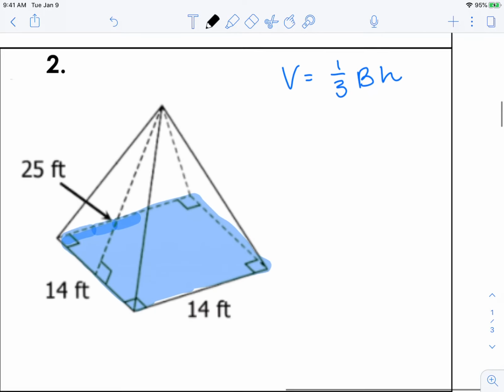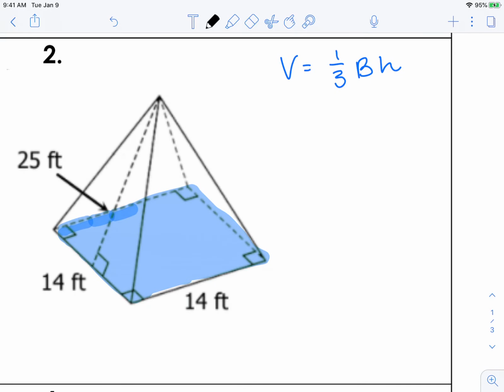Okay, number two, so again, same kind of thing. So let's find our area of the base. This one is a square, so I just do 14 times 14, and that's 196. And then my height is not given. So I'm given the slant height. So I'm going to go ahead and draw in my height.